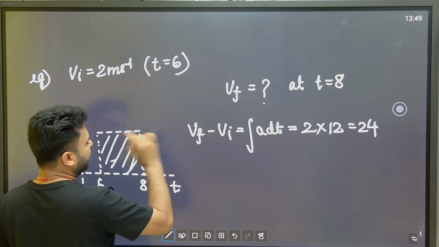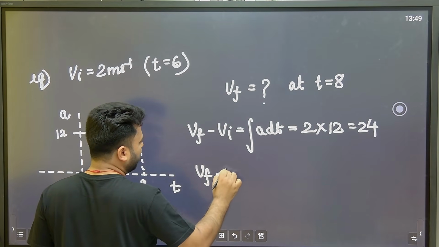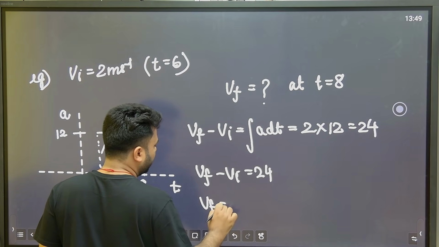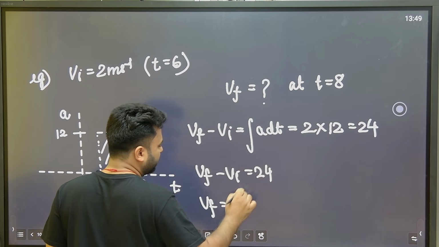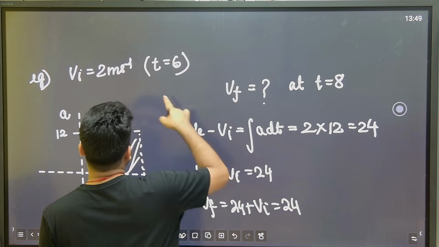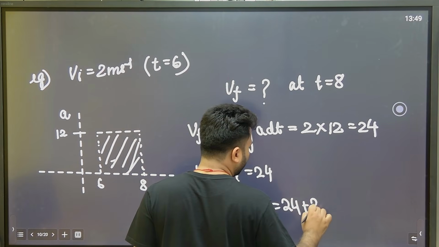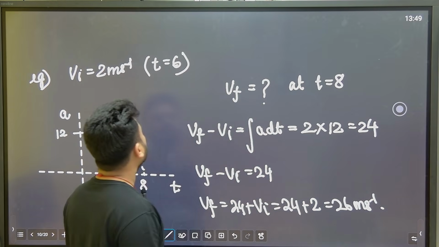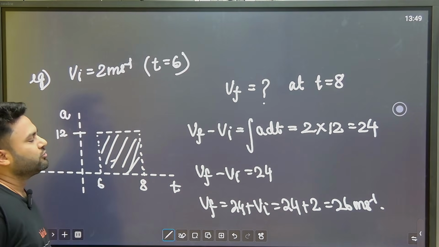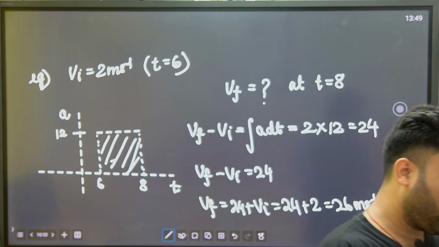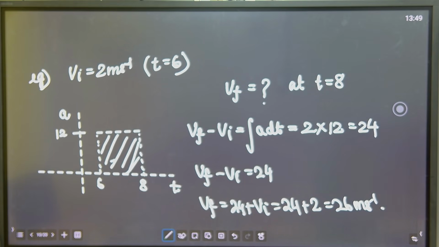So final velocity minus initial velocity we are getting 24. So final velocity will be 24 plus v initial. Initial velocity they have given is 2, so it will be 26 meter per second. So this kind of question can also come. Clear? Hope this is clear.